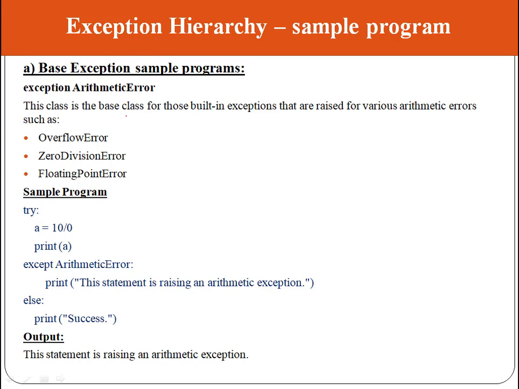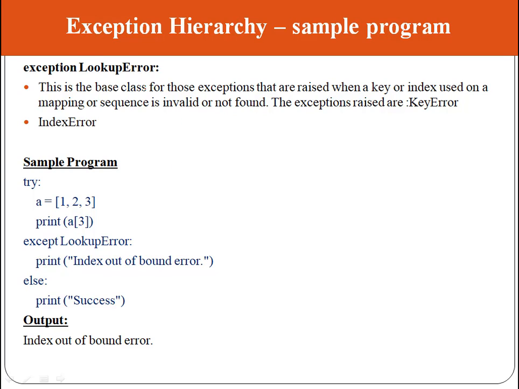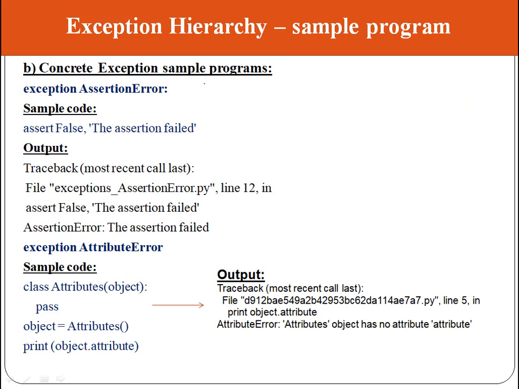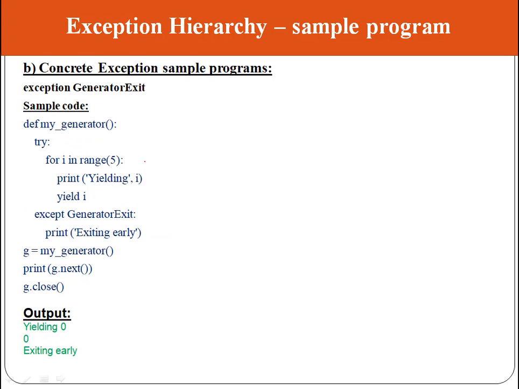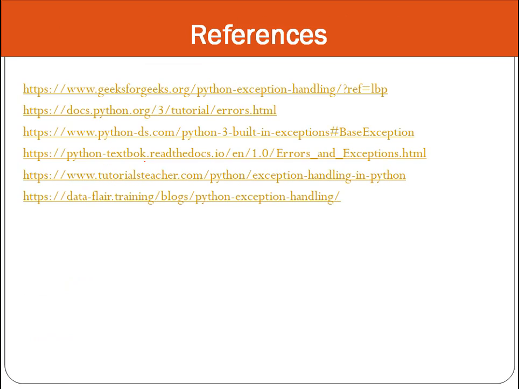Like we have OverflowError, ZeroDivisionError, FloatingPointError. So here we are just handling them. So this is LookupError. When you are trying to find something, you have the LookupError, so it is handled. These are concrete exception programs like AssertionError, and how to handle it. This is another exception, GeneratorExit.